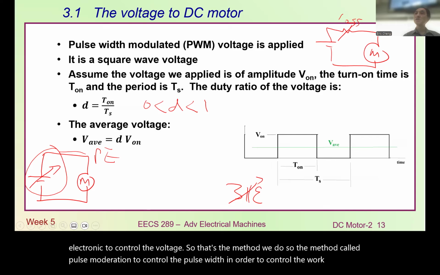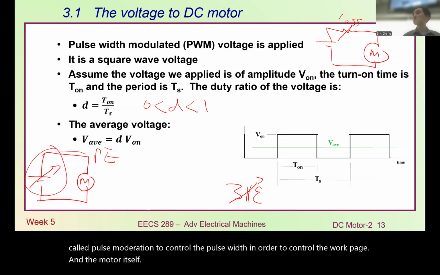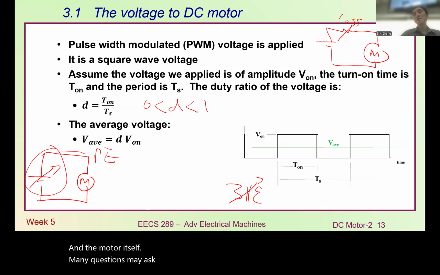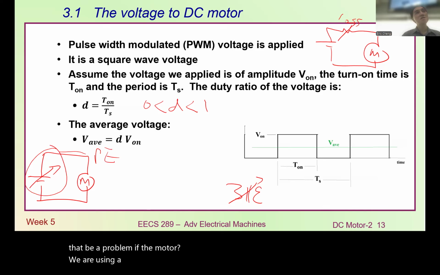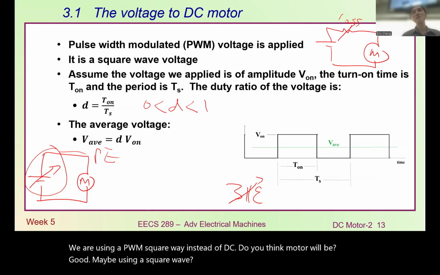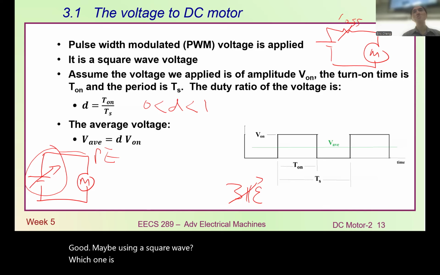And the motor itself, many students may ask why we can apply a square wave to the motor, not DC. Would that be a problem if for the motor we are using a PWM square wave instead of DC? Do you think a motor will be good when we're using a square wave? Which way is better, square wave or DC to a motor? Xiaodong, what do you think?